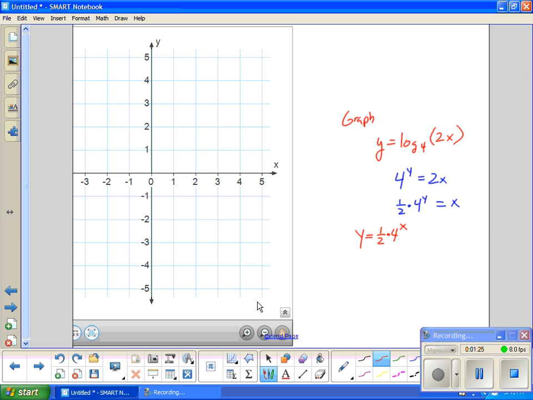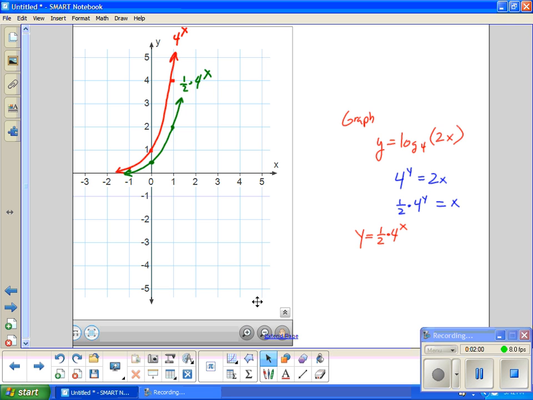I know very quickly what 4 to the x looks like. It goes through 0, 1, 1, 4. I quickly graph that. I also know that the 1/2 compresses it about the x-axis. So this becomes half, this becomes 8, this becomes 2. And now I have this green curve, which is 1/2 times 4 to the x.